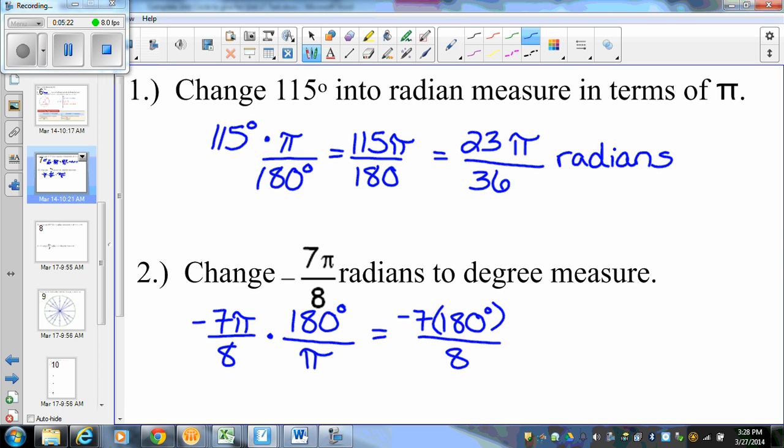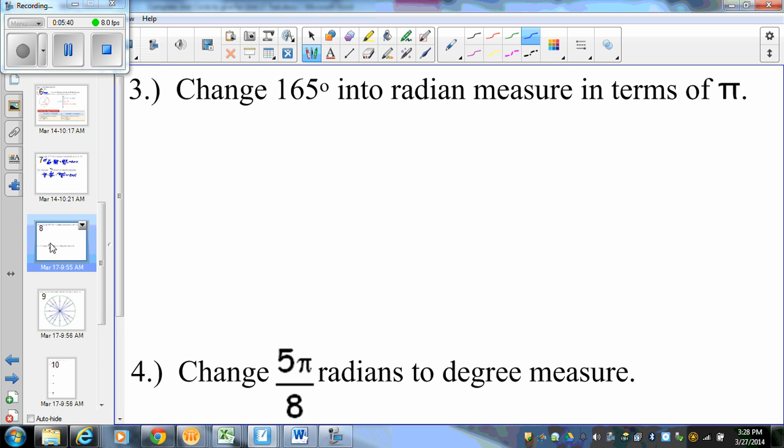And given that this is a degree measurement, you would want to write the decimal if this is not exact, which it's not. So we get -157.5 degrees for the measure of that angle. All right, so I want you to try these two problems now.